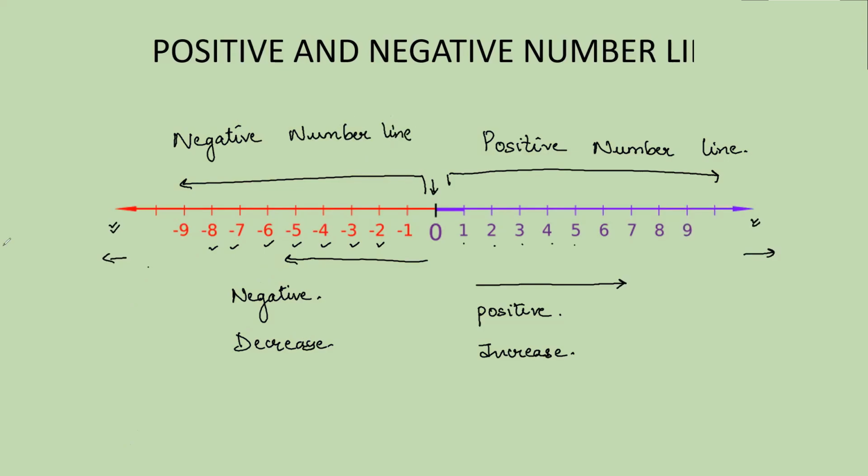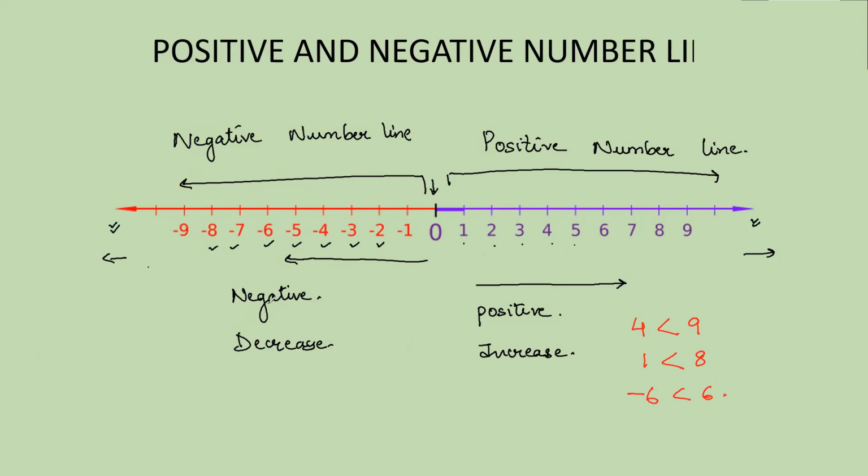Let us also understand the concept of increase and decrease. Here in the positive number line, the numbers increase. This means the value of number 4 is less than value number 9. The value of number 1 is less than value 8. We can also take a number in the negative number line, which we can say -6 is less than +6.